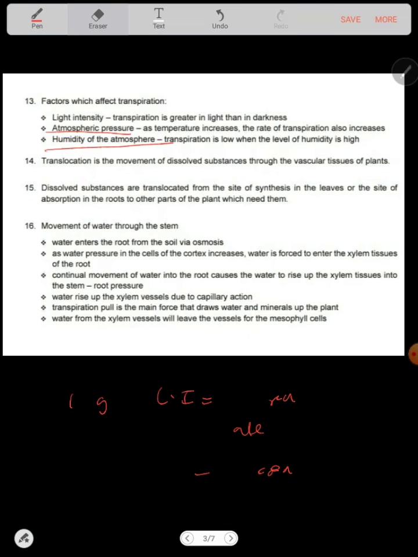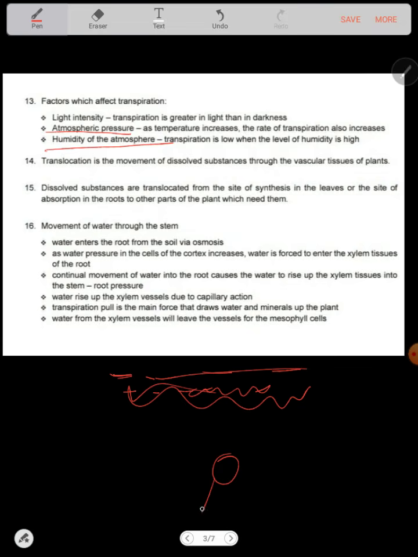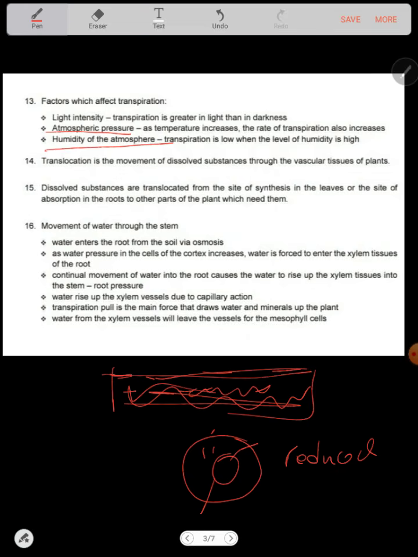So when there's high water in the atmosphere, let's say this is the atmosphere, and there's more water, and here is a plant losing water. When there's more water here, the plant is not going to lose more water. So there will be a reduced rate of transpiration when there's high humidity. But when there's low humidity, that means there's less water in the atmosphere, so a plant is capable of losing much water into the atmosphere.